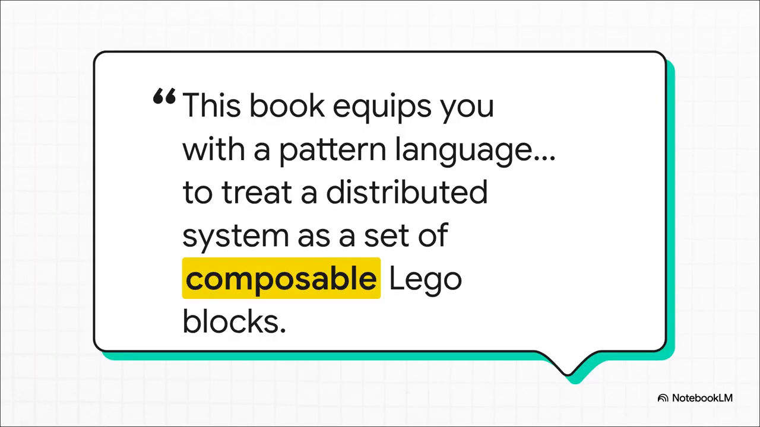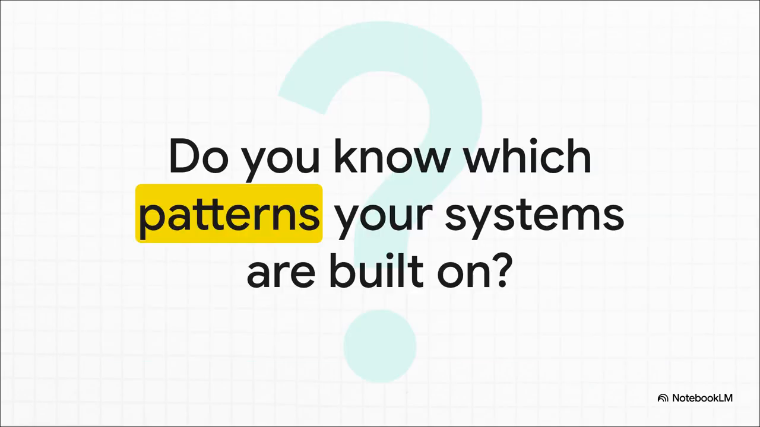And that brings us to the whole point of this book. The problems of dealing with scale and failure, they've been solved before, many times. These solutions are called patterns, and you can really think of them like Lego blocks. They're proven, reusable components that you can use to build robust systems without having to reinvent the wheel every single time. So as we wrap up, I'll leave you with this question.